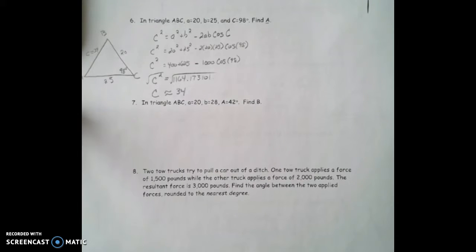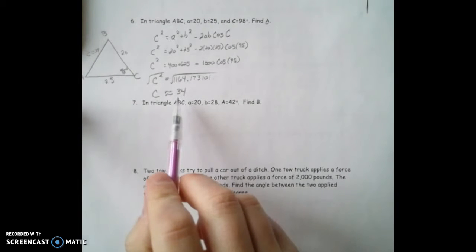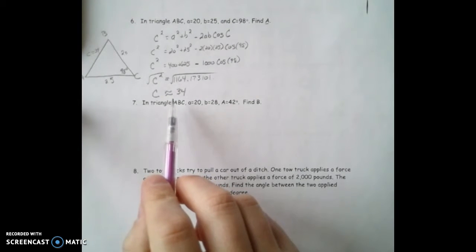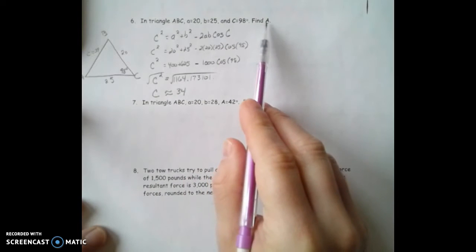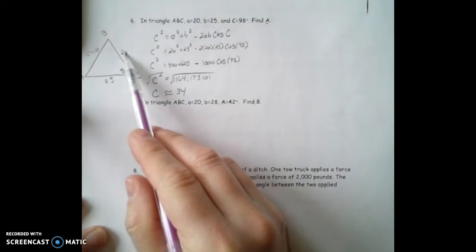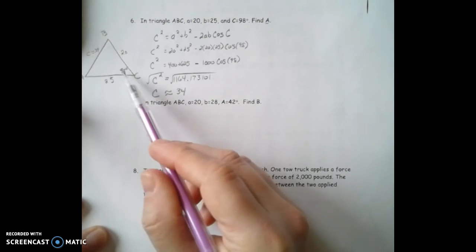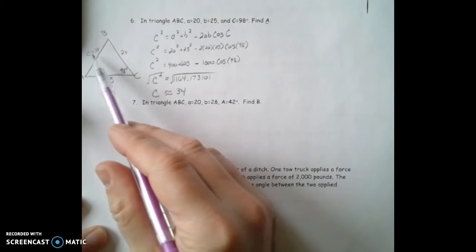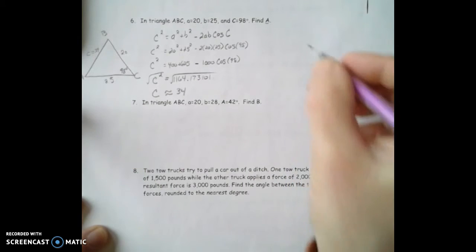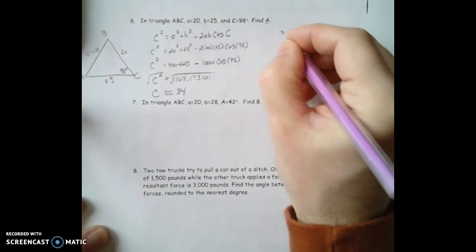Okay, so now that we've got the value of side C is approximately 34, let's use this information to figure out the value of angle A. I know the opposite side of angle A, and I know angle C and the side opposite it, so let's use the law of sines.